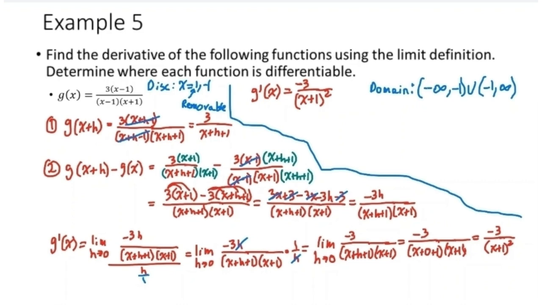So for that reason, it's incorrect to say that g prime of x has a domain of negative infinity to negative 1, union negative 1 to infinity. We also have to exclude 1. Even though, yes, I can plug 1 into the equation for g prime, technically speaking, g prime of 1 does not exist because g of x is discontinuous at x equals 1.